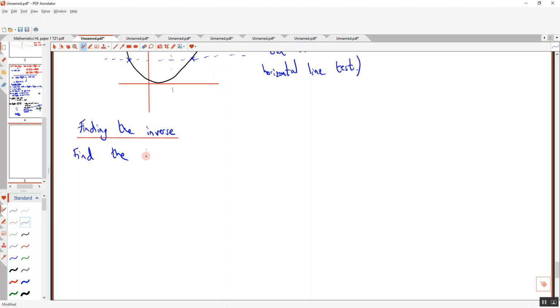Find the inverse. Let's say f of x, we'll do a nice easy one first, equals 3x plus 5 over x.